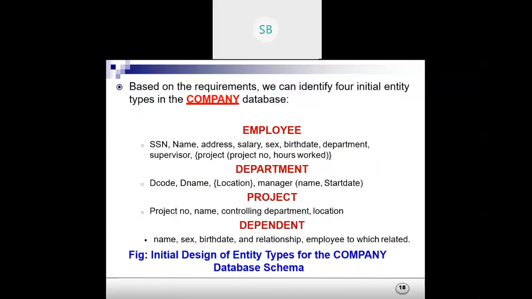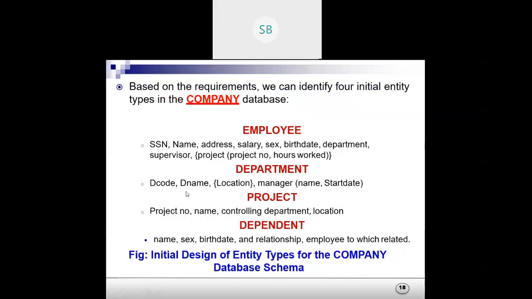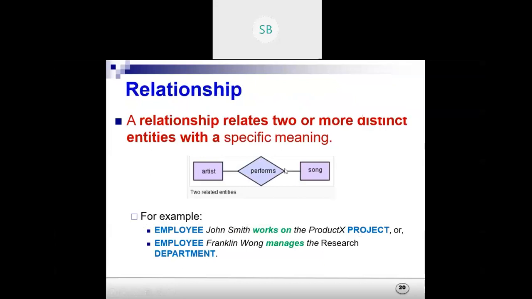Lastly, we saw this conceptual diagram from the case study. There were four entities: employee, department, project, and dependent. So these entities were drawn. Today we are going to study the relationship.